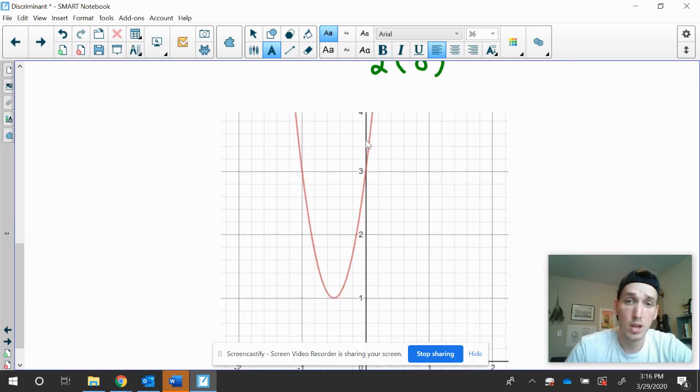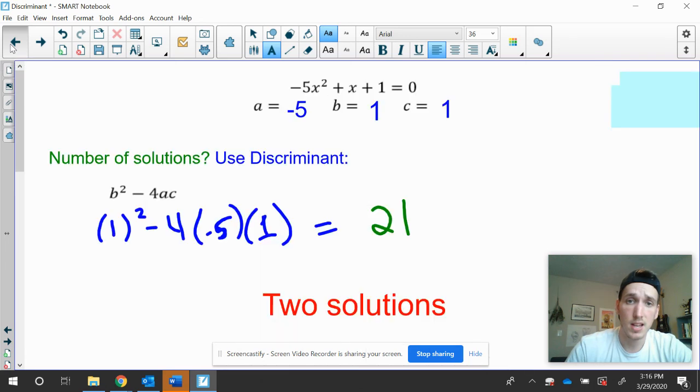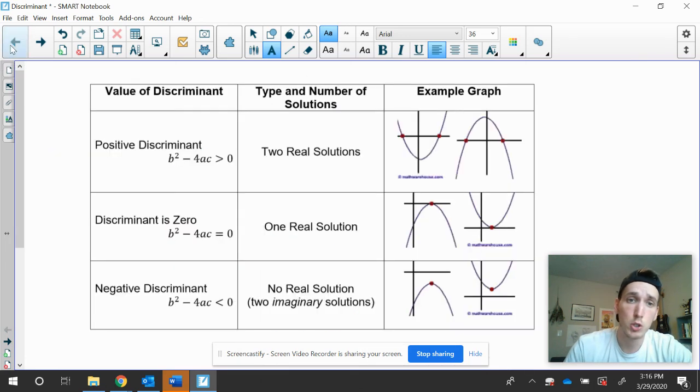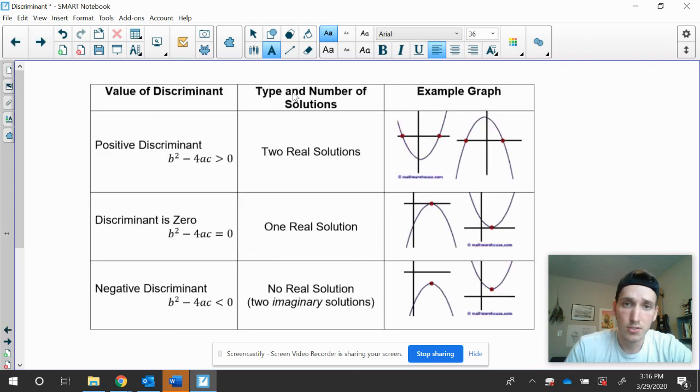So those are the three options: positive, zero, negative discriminant. And again, the discriminant is that special part inside the radical of our quadratic formula, and it tells us the number of solutions we're going to have based on whether it's positive, we're going to have two solutions; zero, we're going to have one solution; negative, we're going to have no solutions. And we can understand that by envisioning the x-intercepts in these examples here.